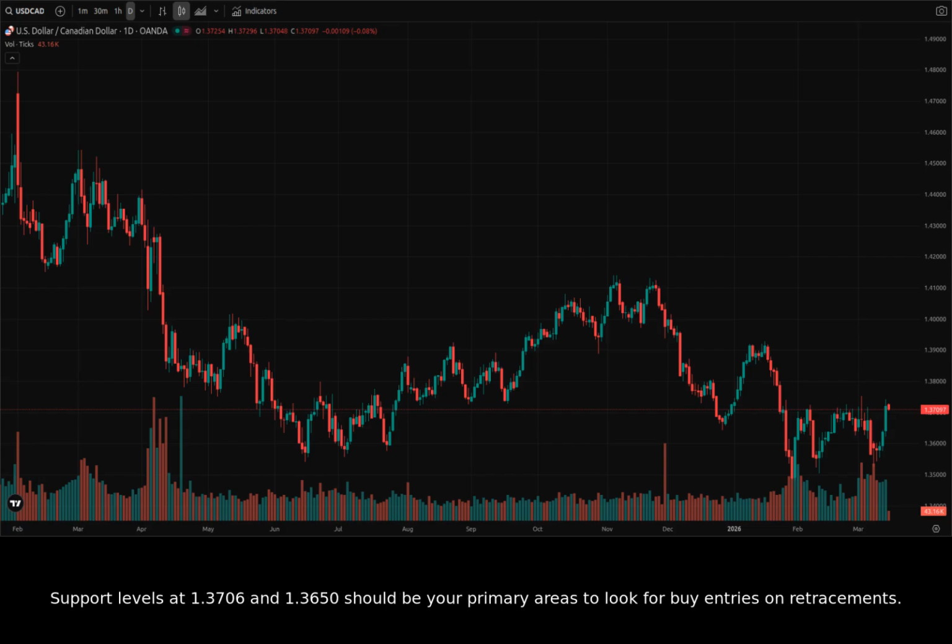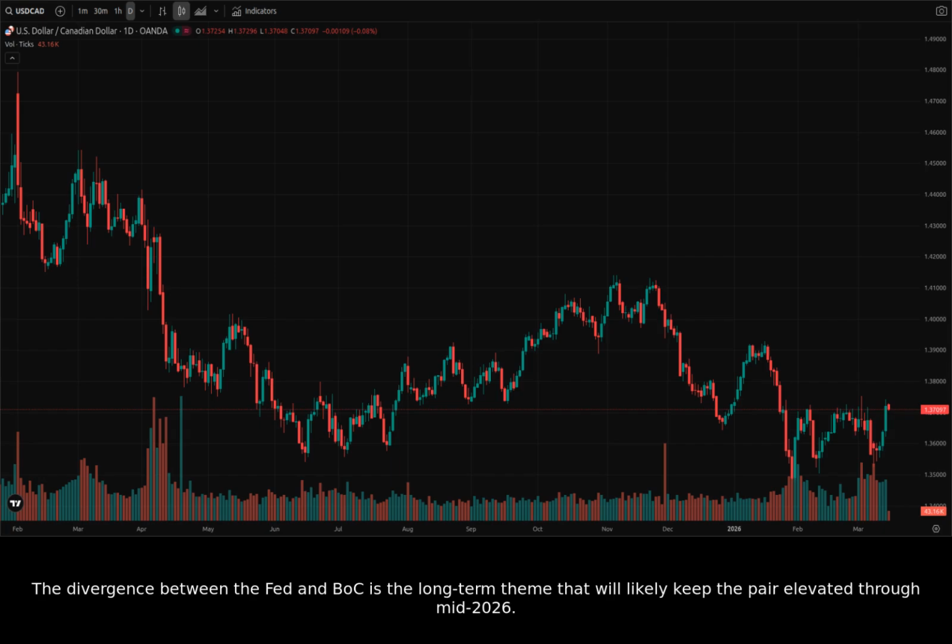Support levels at 1.3706 and 1.3650 should be your primary areas to look for buy entries on retracements. Resistance levels at 1.3730 and 1.3850 are your primary targets for profit taking on long positions. The divergence between the Fed and BoC is the long-term theme that will likely keep the pair elevated through mid-2026.